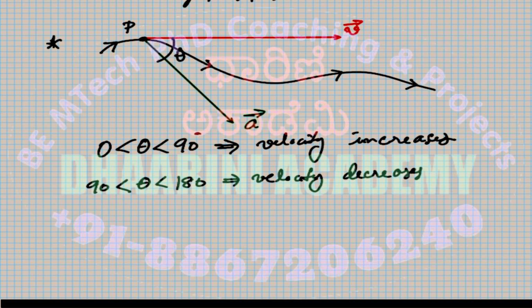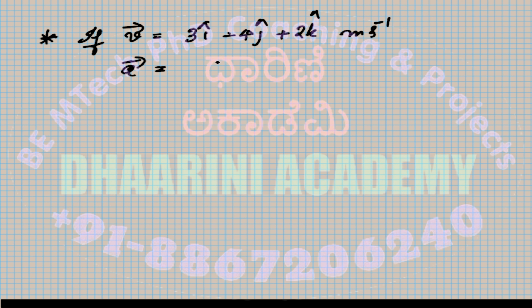All right, we use what we studied so far. If the velocity is equal to 3 i cap minus 4 j cap plus 2 k cap meters per second, and say acceleration is equal to 2 i cap plus j cap minus 2 k cap meters per second square, because it is acceleration, right?